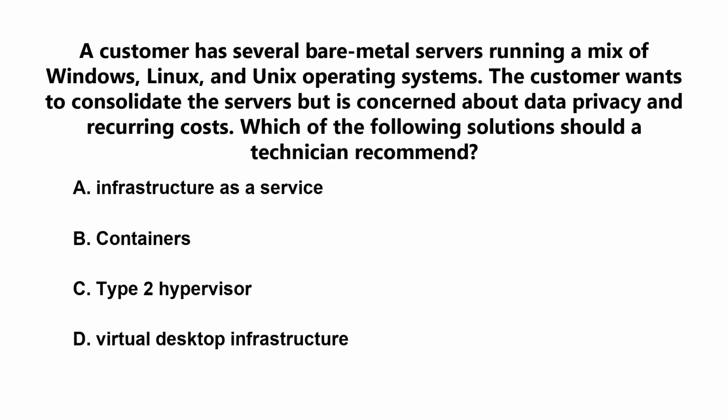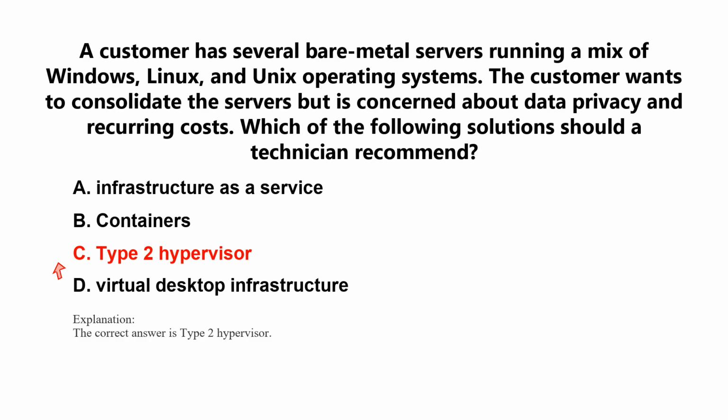Question 68. A customer has several bare metal servers running a mix of Windows, Linux, and Unix operating systems. The customer wants to consolidate the servers but is concerned about data privacy and recurring costs. Which of the following solutions should a technician recommend? Option A, Infrastructure as a Service. Option B, Containers. Option C, Type 2 Hypervisor. Option D, Virtual Desktop Infrastructure. The correct answer is option C, Type 2 Hypervisor.